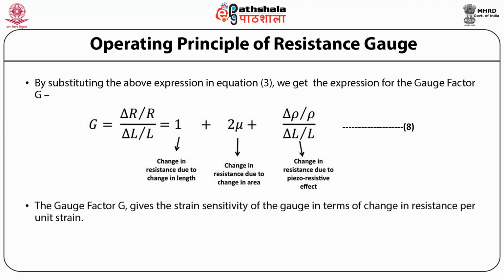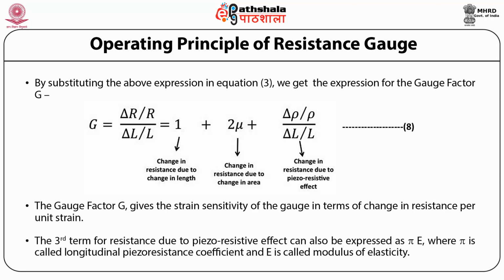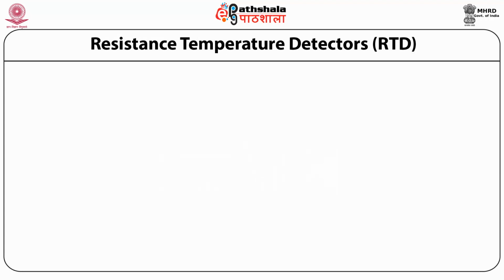The gauge factor G gives the strain sensitivity of the gauge in terms of change in resistance per unit strain. The third term, for the resistance due to the piezoresistive effect, can also be expressed as πE, where π is called the longitudinal piezoresistive coefficient and E is called the modulus of elasticity.